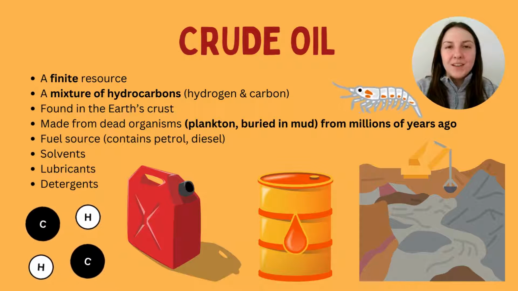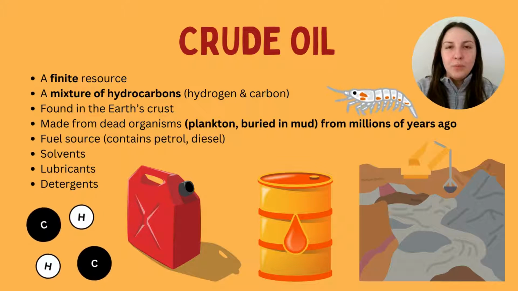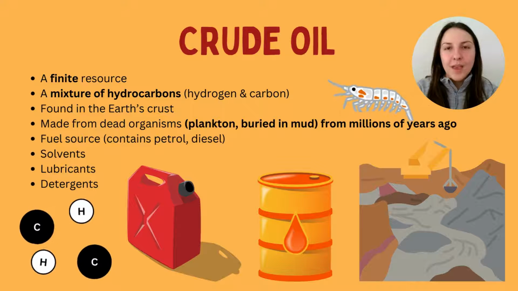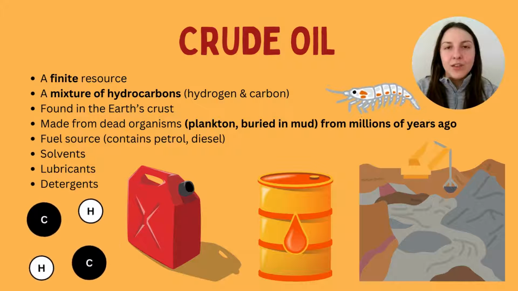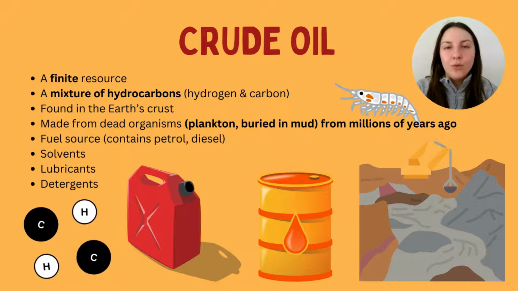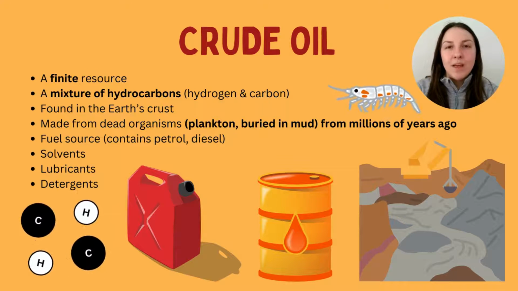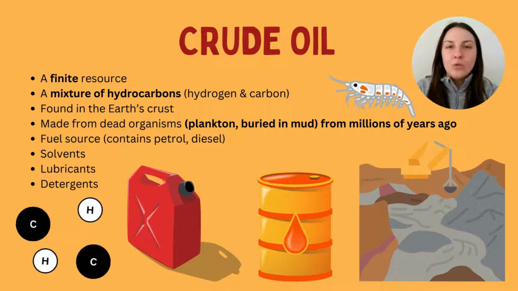I'm the GCSE science teacher, and in today's video we're going to be talking about a brand new topic for paper 2 GCSE chemistry, and this is all about organic chemistry. So we're going to focus today on crude oil, alkanes, and also a method of separating crude oil called fractional distillation.